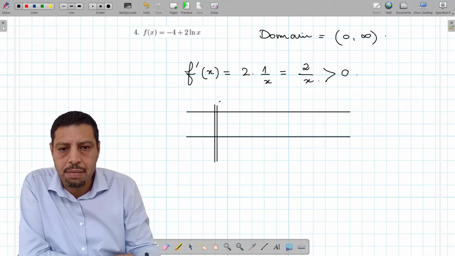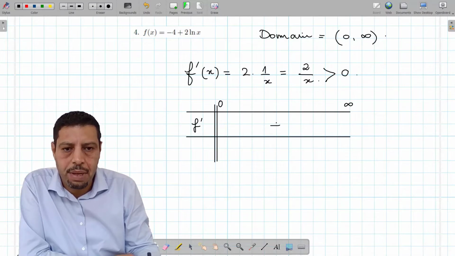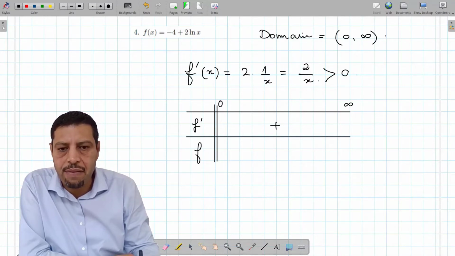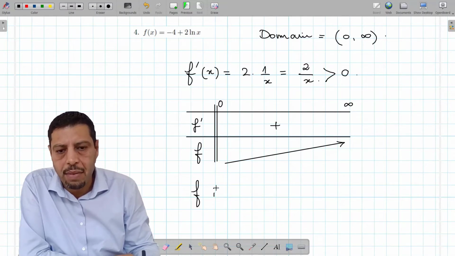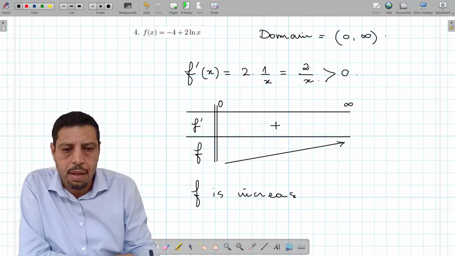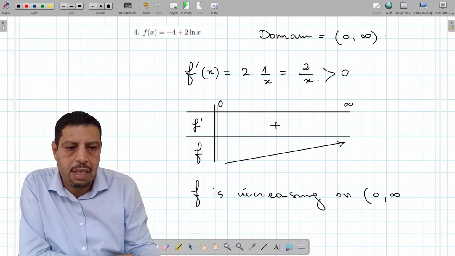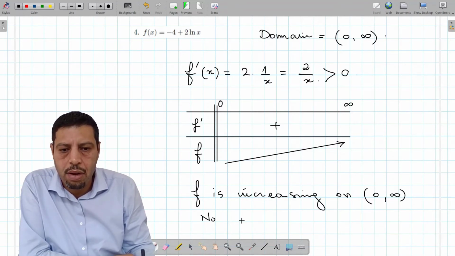So we start at 0, we go to infinity, f prime is always positive, which means that the function f is always increasing over this interval, and therefore there is no local extreme. So I'm going to say that f is increasing on its domain, which is on 0, infinity, and of course there is no local extrema since there is no critical point, okay? No local extreme.